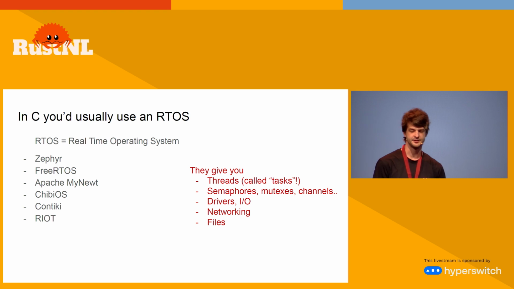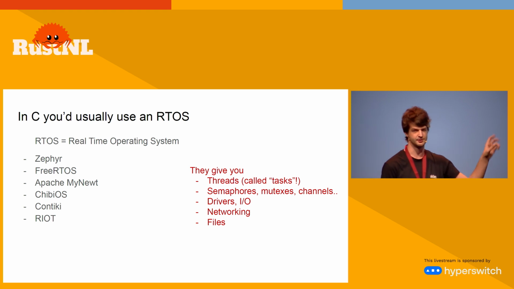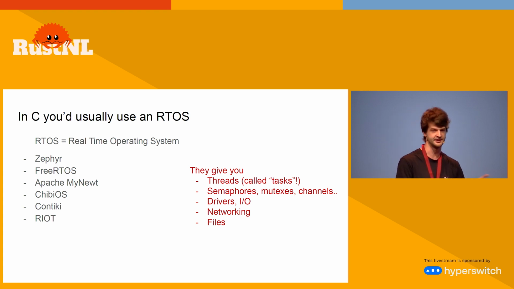So you would use an RTOS. It gives you threads, which is commonly called tasks in RTOSes, which actually has nothing to do with async tasks. It's the same as threads in Linux. Each thread has its own stack, its own CPU registers, and there's a tiny kernel that does context switching and scheduling between threads. You get all the usual niceties to use threads: semaphores, mutexes, channels, mailboxes, whatever.